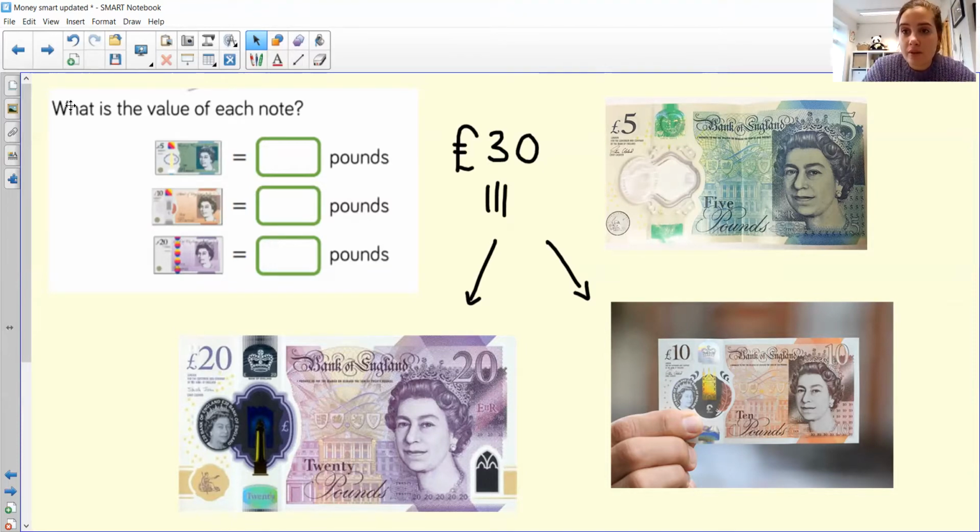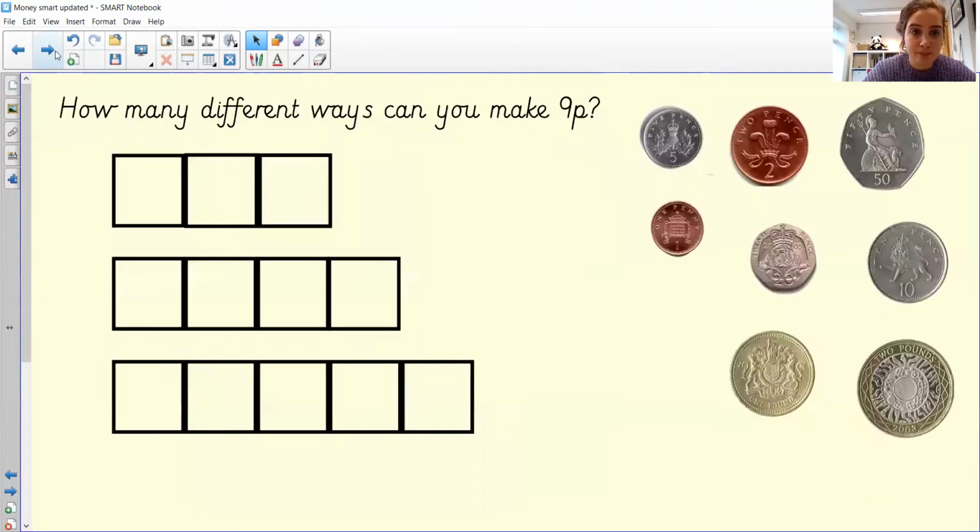So if your grown-ups have got any notes, you have to be very careful and ask permission for these, because it is money that we're talking about. But if they do have anything at home, then ask them if you can have a little look at the notes in their wallets and purses, just to have a little look.